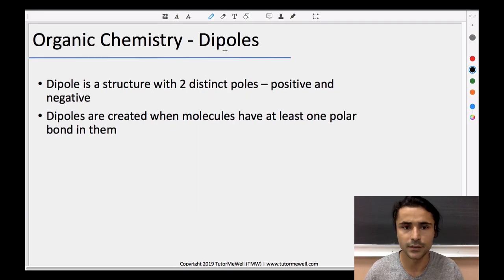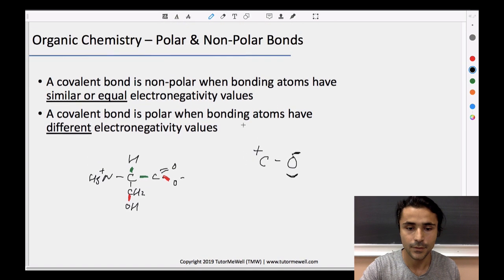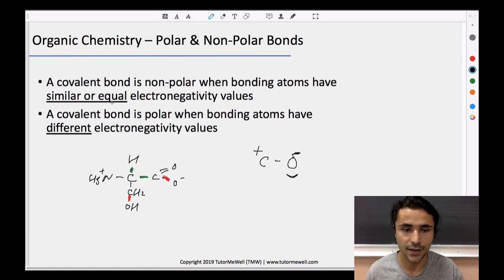Okay, now let's talk about dipoles. So a dipole, di in this word means two, pole means pole, is a structure with two distinct poles. So we have a positive side of it and the negative side of it. And dipoles are made when molecules have at least one polar bond in them. So if we go back to the previous slide, okay, you'll see that we have this molecule, so this is serine, and we have at least one polar bond in it, right? So this molecule is definitely a dipole, all right?